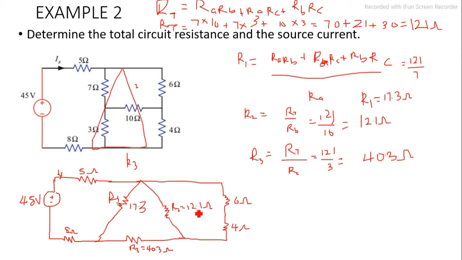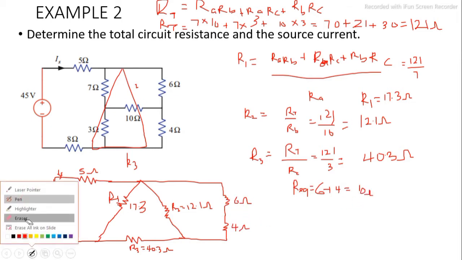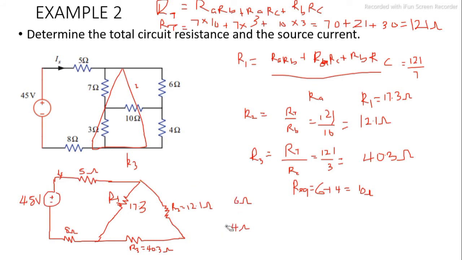So when looking at this, we can notice that these two are in series, so that means the R equivalent for those two will be 6 plus 4, which will give us 10 ohms. So we can replace these two with 10 ohms. So let's replace that immediately. Those two have been replaced with 10 ohms.